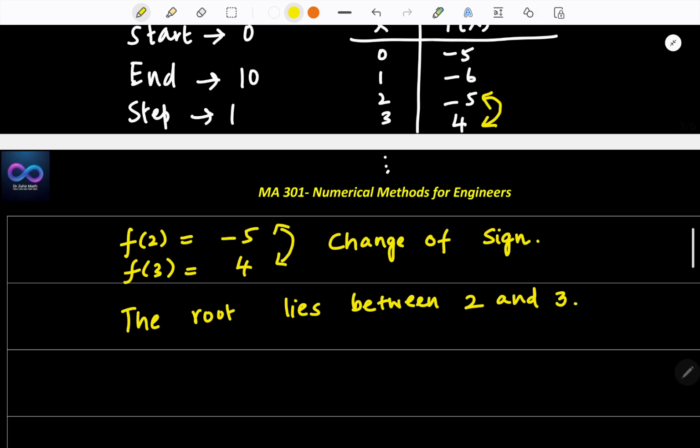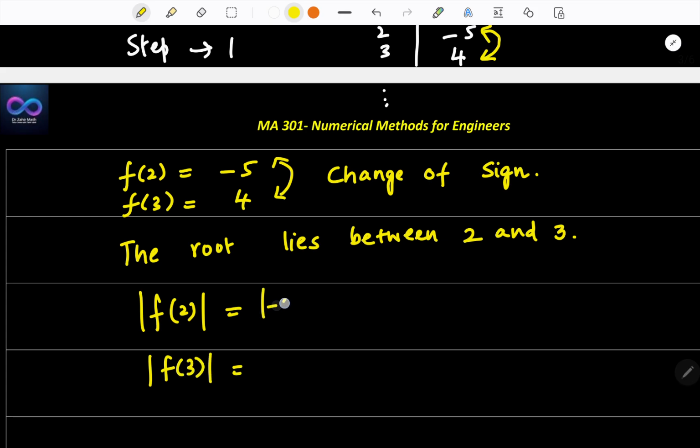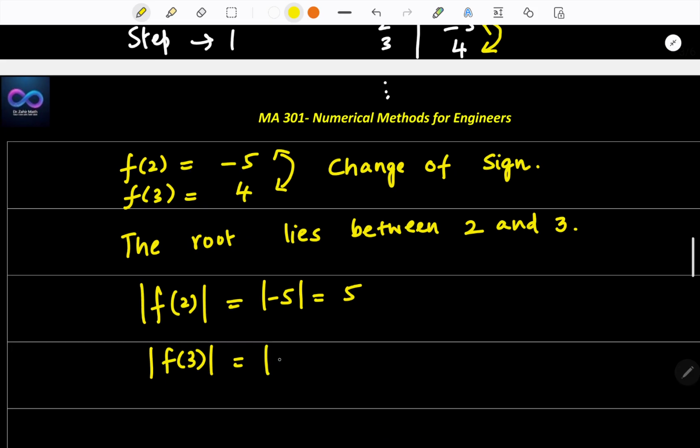Okay. Now the next question: the root is nearer to 2 or nearer to 3. I told you in the last method. What is that? You need to find the absolute value of f of 2, right? And the absolute value of f of 3 you need to find. What is the absolute value of f of 2? The absolute value of negative 5 is 5. And the absolute value of 4 is equal to 4.